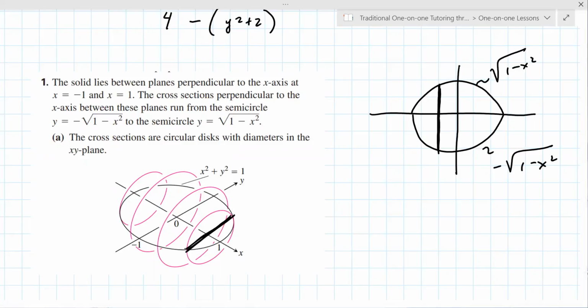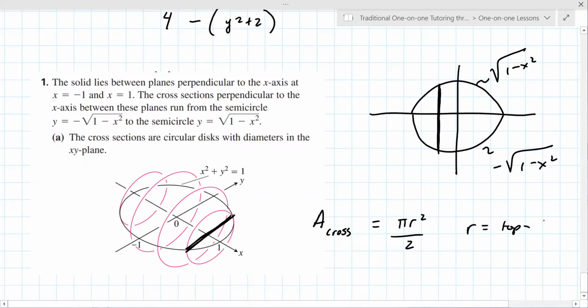Okay. So the way that this works is you first find the area of the cross section. So the area of the cross section is the semicircle. The formula for a semicircle is pi r squared divided by 2, but r in this case is top minus bottom. And then you also have to divide it by 2 because the whole thing's a diameter.